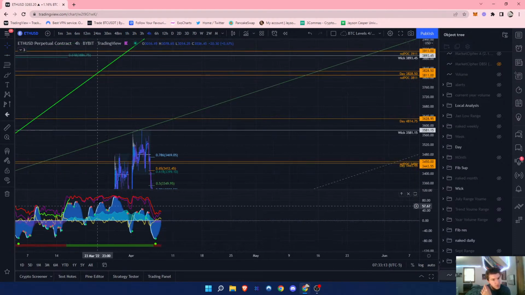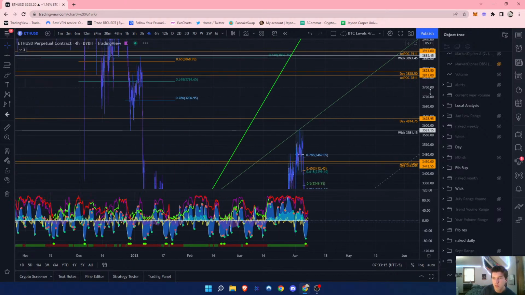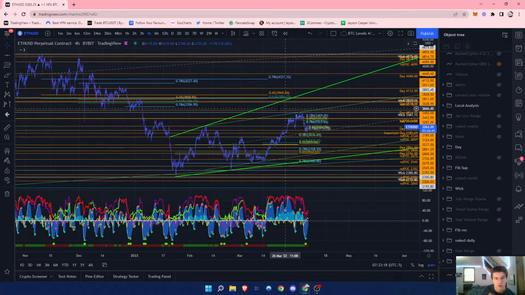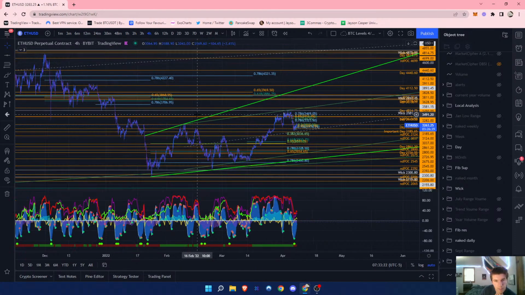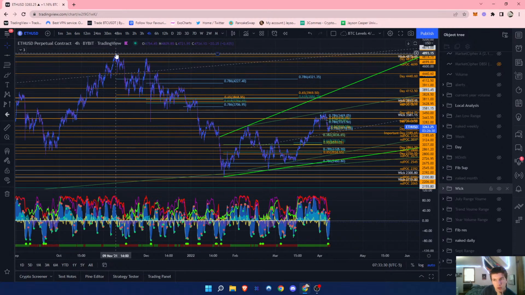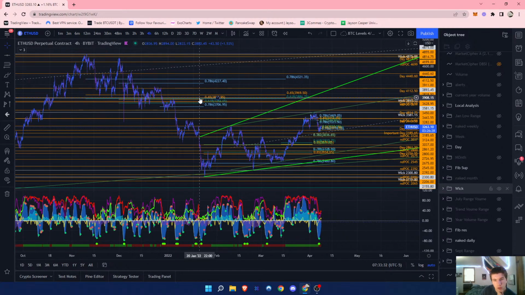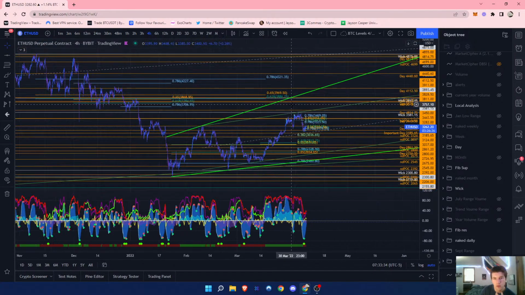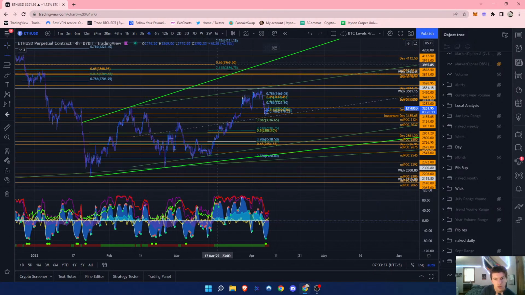You can see money flows coming down, momentum waves are coming down. And just zooming out. Around 3,900 ETH. Yeah, 3,900. So just below this golden pocket right here.